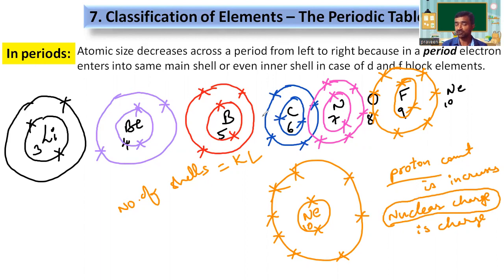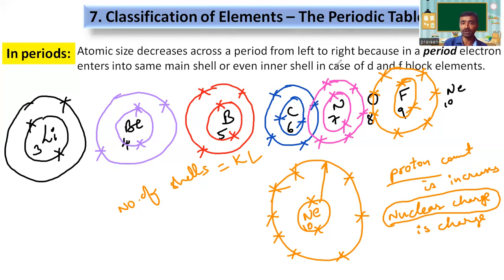How is the greater attraction force available? Because of the increase in the atomic number. Increasing atomic number means all the proton attraction power acts on the same valence shell. So that is the reason the size is small.